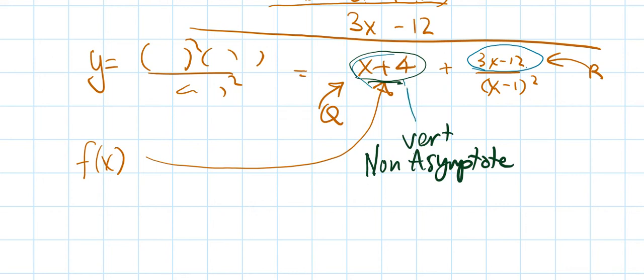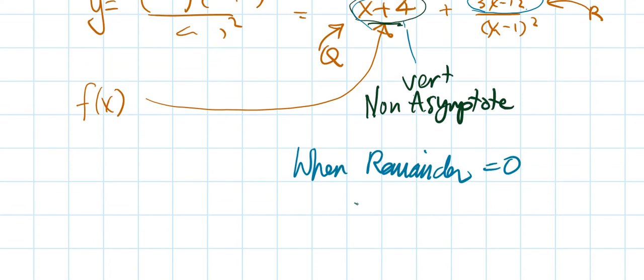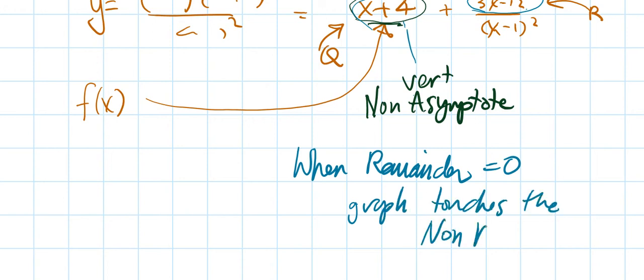But there is one place where my function actually equals the asymptote. And that's when the remainder is equal to 0. When the remainder equals 0, then the graph touches the non-vertical asymptote.